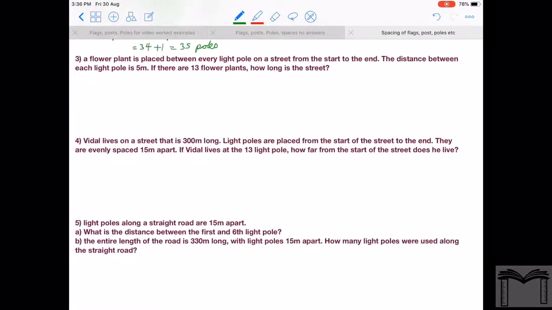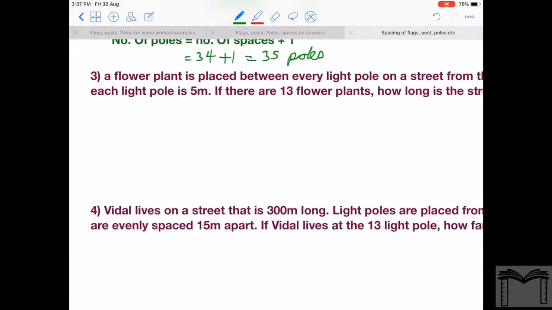Number 3. A flower plant is placed between every light pole on a street from the start to the end. The distance between each light pole is 5 meters. If there are 13 flower plants, how long is the street? We are seeing that the flower plants are placed between the light poles, or in the spaces between the light poles. So therefore, the number of flower plants, 13, will be equal to the amount of spaces.